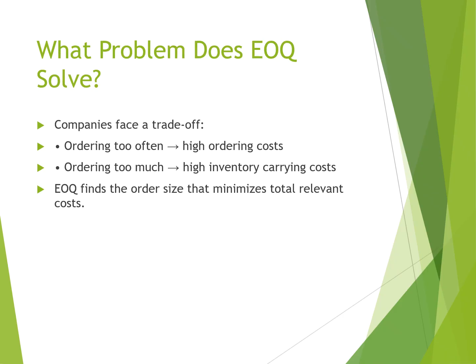Companies face a trade-off when managing inventory. If you order too frequently, ordering costs become very high. If you order too much at one time, inventory sits in the warehouse, and the carrying costs become very high. EOQ solves this trade-off. It finds the order size that minimizes total relevant costs.